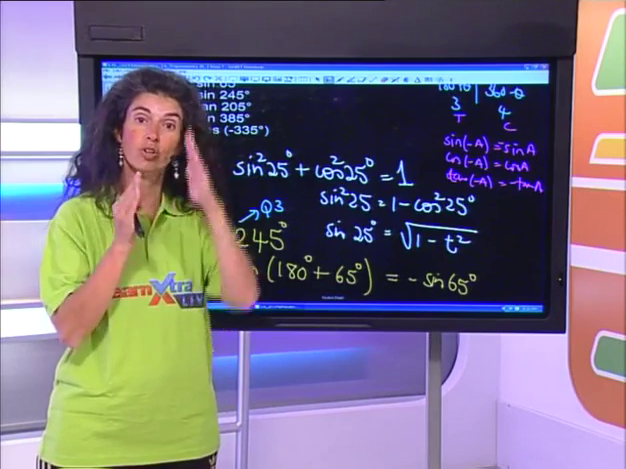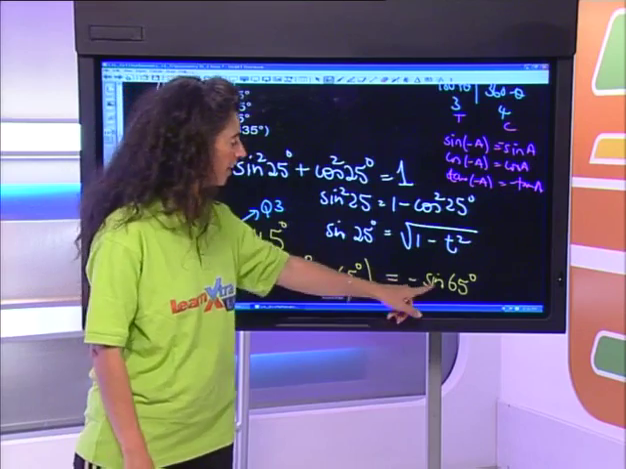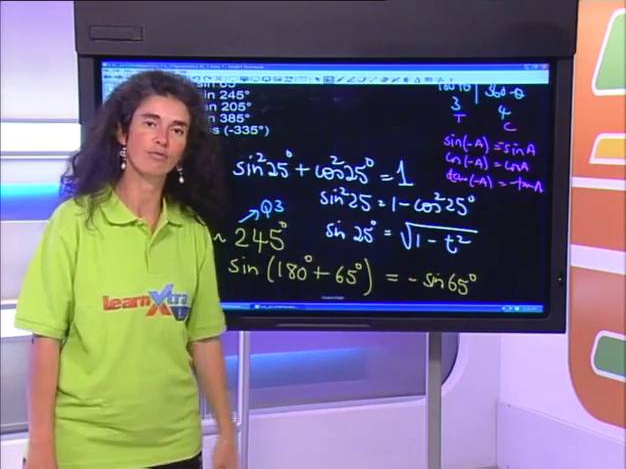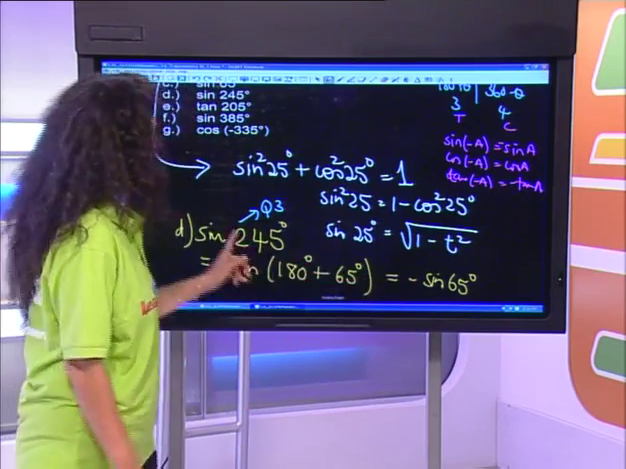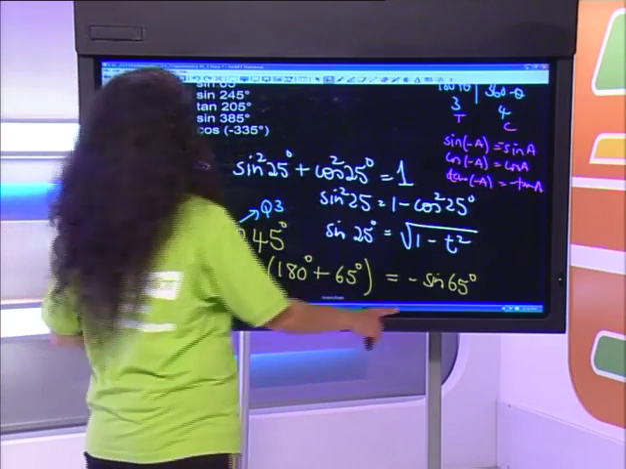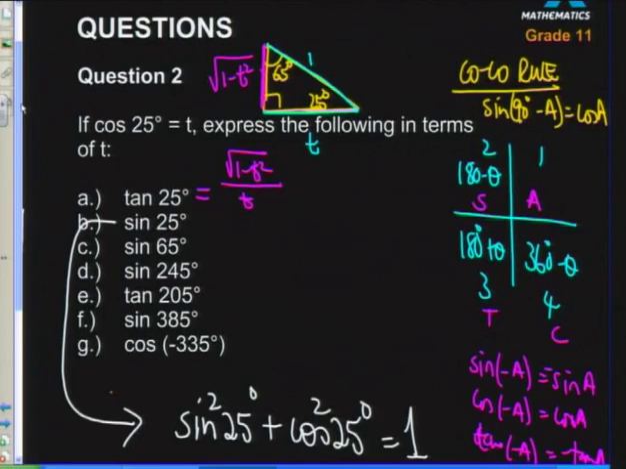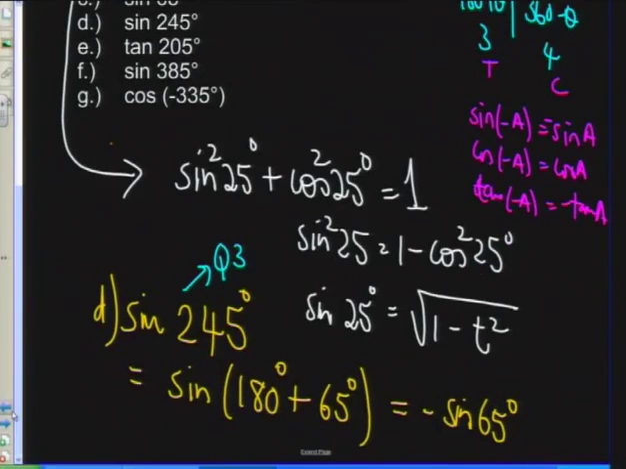Every single ratio in quadrant 1 will be a positive ratio. So if I put in a negative, it means I am taking the additive inverse of that ratio, which is what I'm saying that sine of 245 equals. So that would be negative sine 65. And I can now go back to my picture and say, well, sine 65 I've already got. It's t over 1. So therefore, this must be negative t.